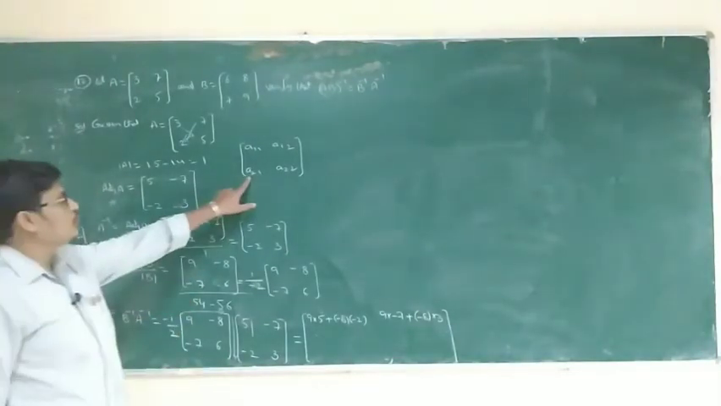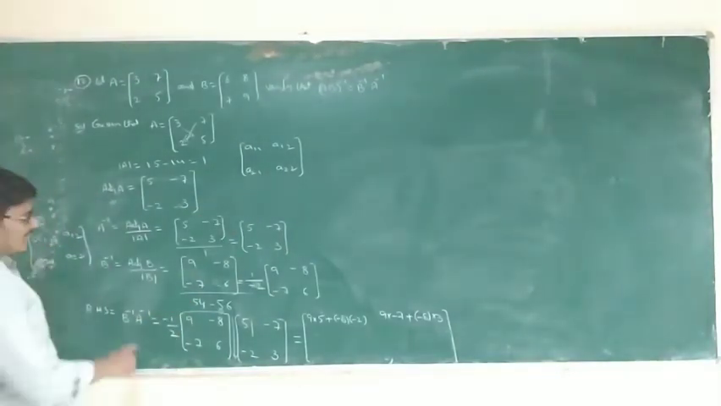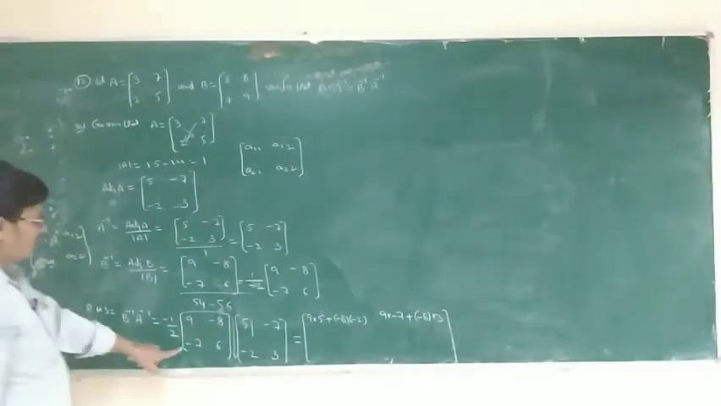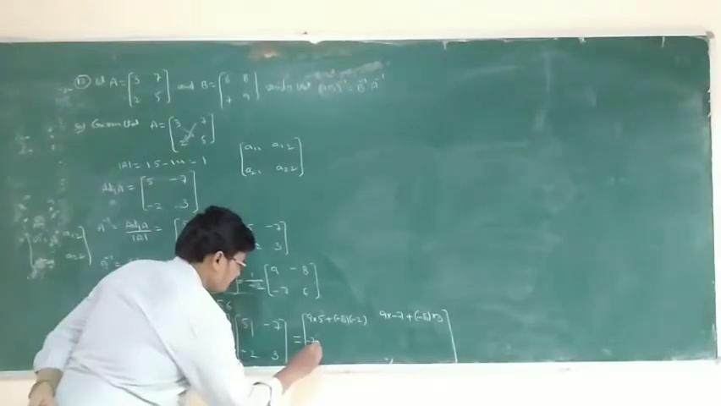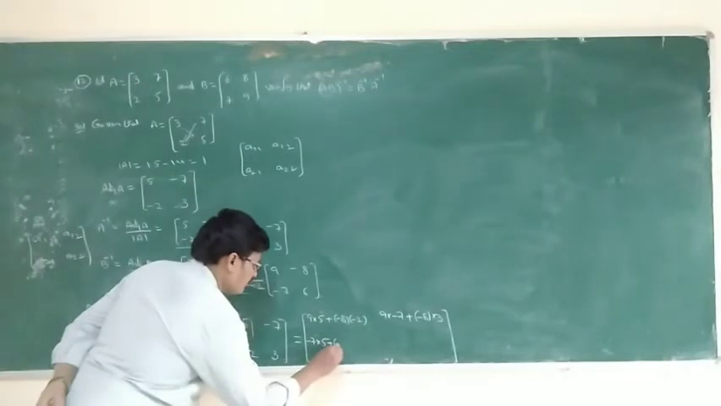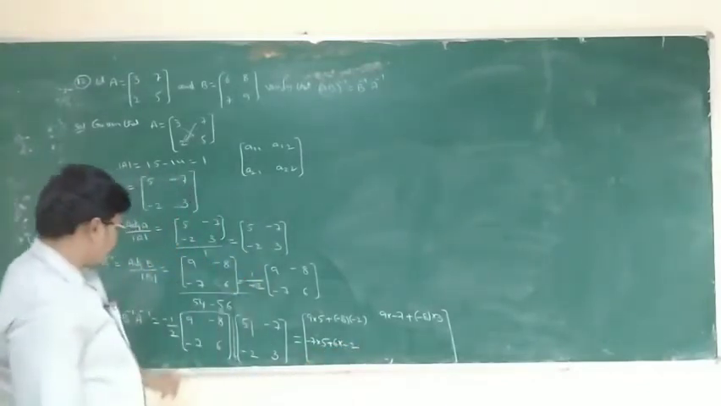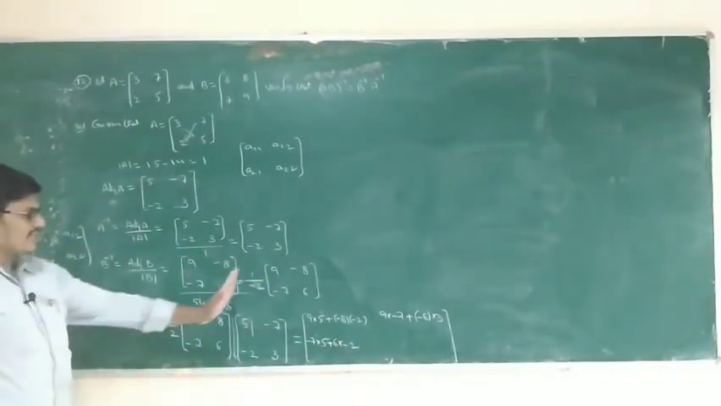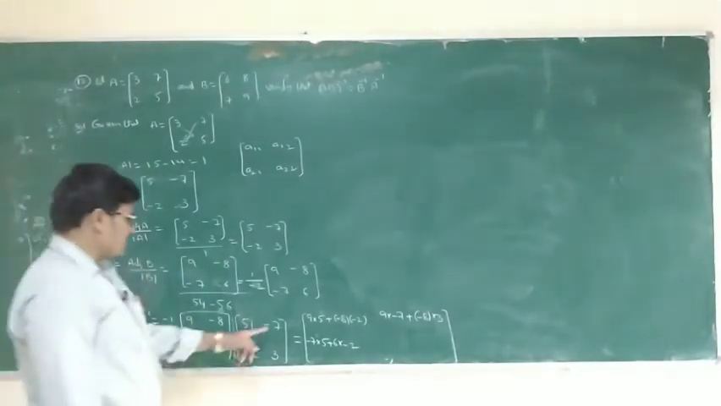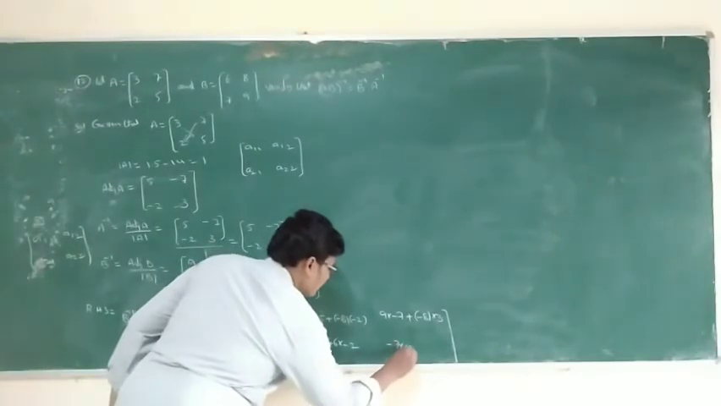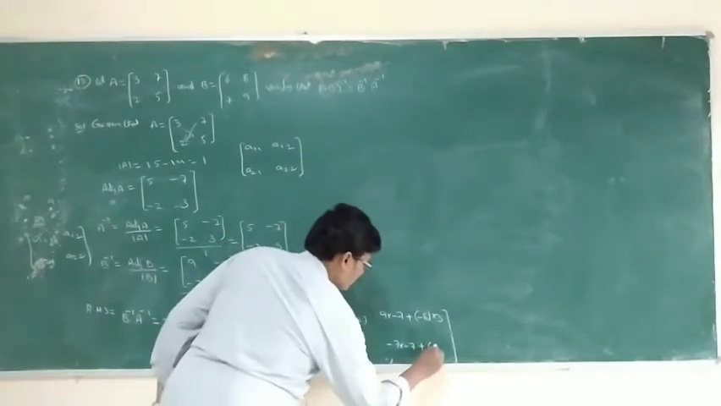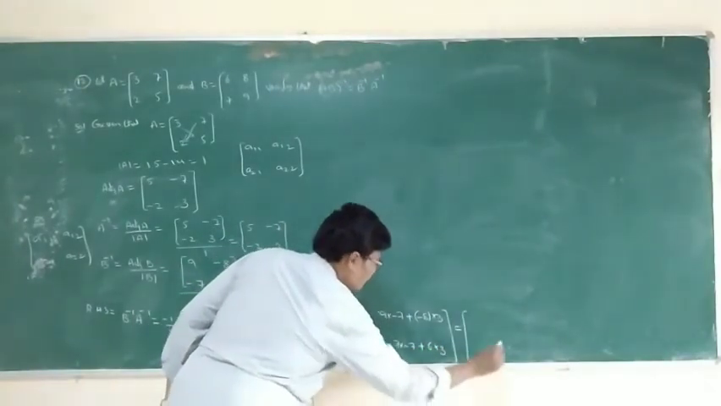Next, the third element, A21. Second row of the first matrix, first column of the second matrix: minus 7 into 5 plus 6 into minus 2. Next, A22: second row, second column. First matrix second row, second matrix second column: minus 7 into minus 7 plus 6 into 3.